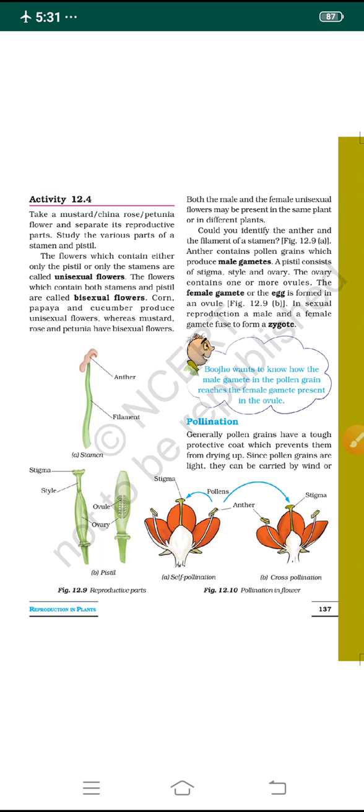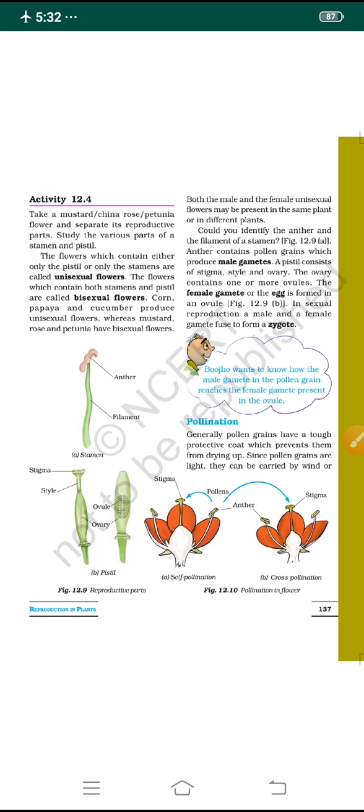Take a mustard or china rose or a petunia flower and separate its reproductive parts, to study the various parts of the stamen and pistil. Thereby you can study the male and female parts of the flower, that is stamen and pistil.